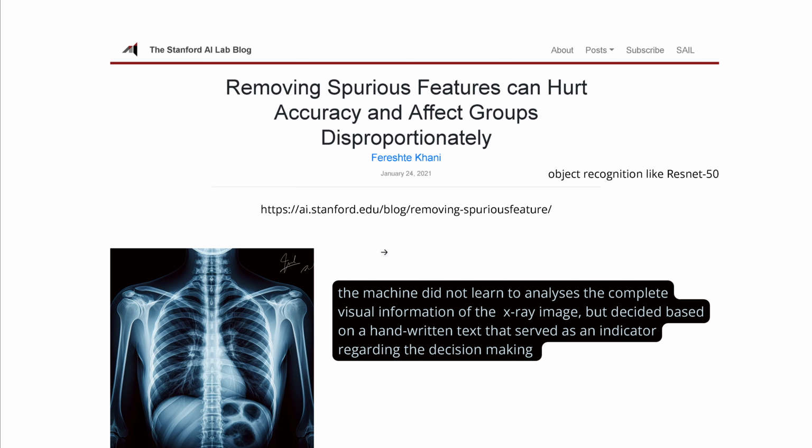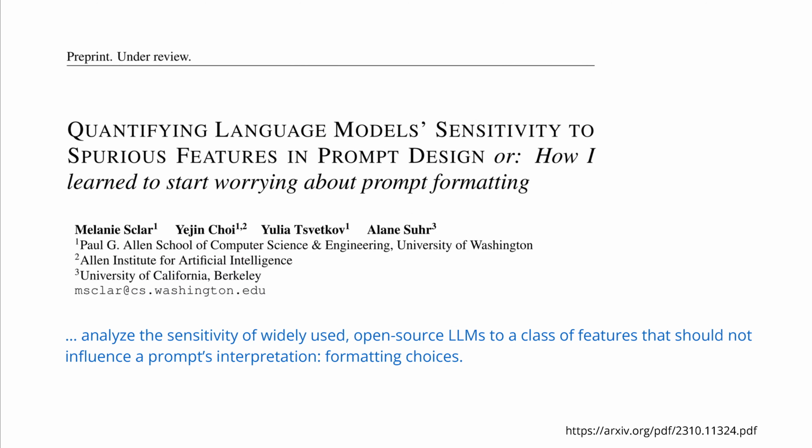And I did not make the logical connection that this is also happening here in language modeling, until I found this publication. Congratulations to those people at the University of Washington, Allen Institute for Artificial Intelligence, and UC Berkeley, because they analyzed the sensitivity of widely used open source LLMs to a very specific class of features that should not influence a prompt interpretation, but it does massively. And these are visible or not visible formatting choices.